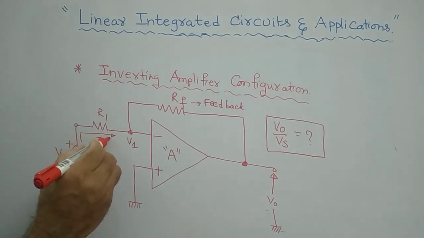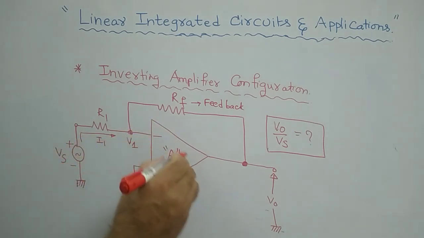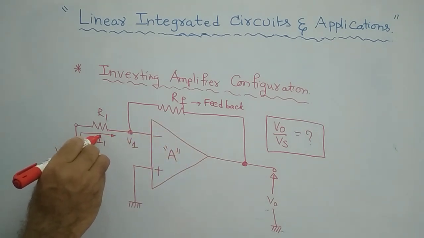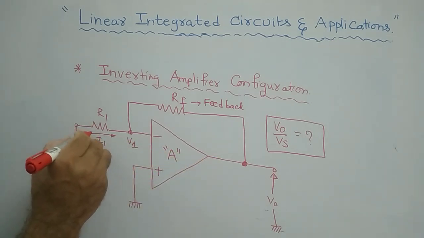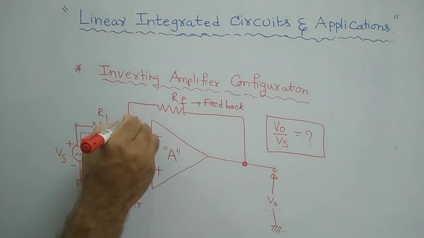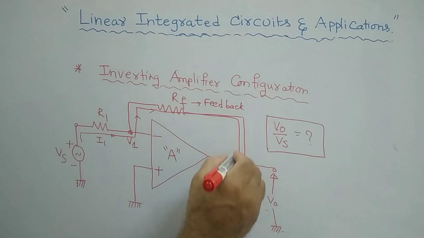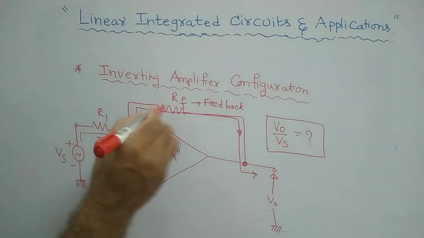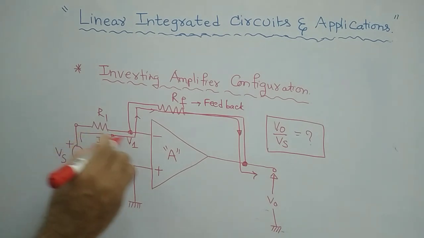I already explained that the op amp will not allow this current to pass through it because of the high gain. Whatever current I1 is there, it will not flow through this amplifier. Then how will it flow? I1 flows from the source to this node, and from here it goes through the RF feedback resistor and reaches the output. That is the flow of current. It will not flow through this op amp.